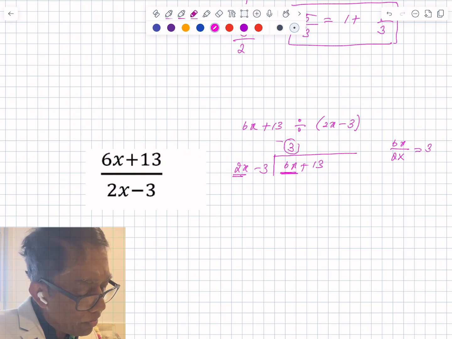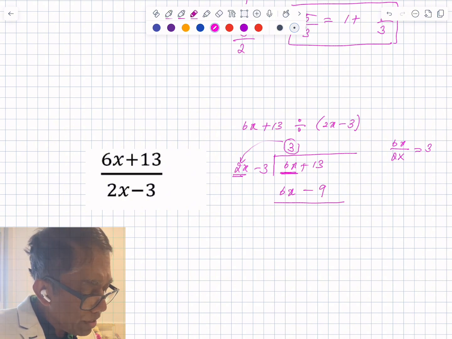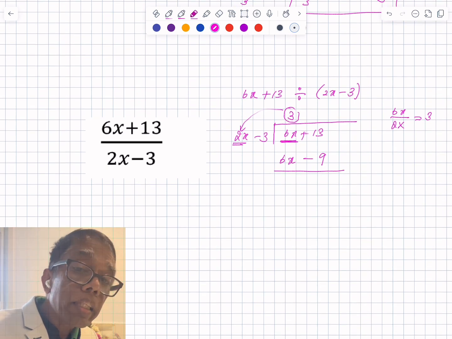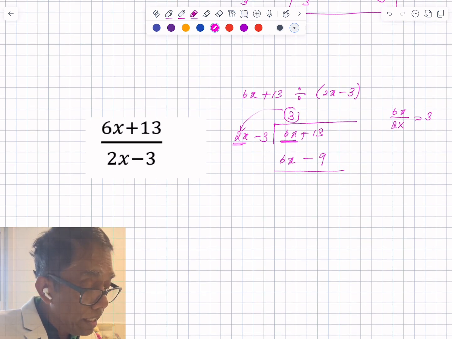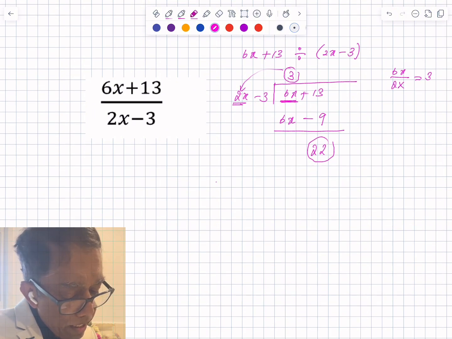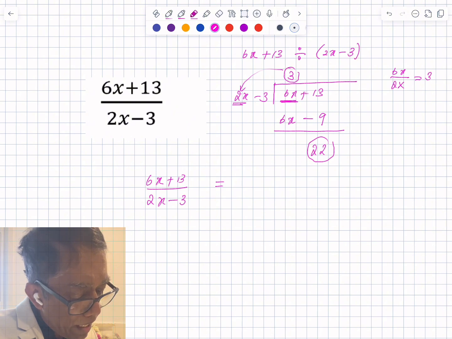3 times 2x, what is it? 6x. 3 times negative 3 is negative 9. Now we have to get the difference: 6x and 6x get cancelled. 13 minus negative 9 is 22. In this case, the quotient is 3. That means 6x plus 13 over 2x minus 3 can be written as 3 plus 22 over 2x minus 3.